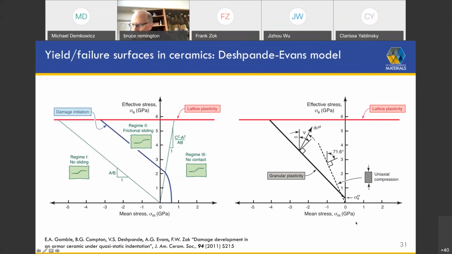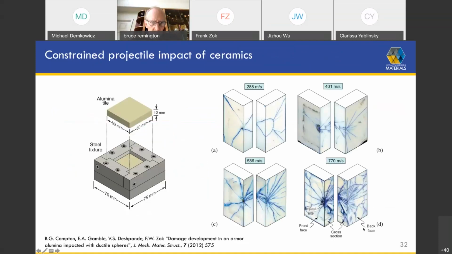Okay? So there's a lot going on here, and you have to keep track of the sequence of damage events and plasticity, granular plasticity, as well as the lattice plasticity. And you can't get all this information from the standard tests. So one of the ways we can start teasing out some of these processes and analyze them is by taking tiles of the material, embedding them in a constraining fixture, and hitting them with small projectiles.